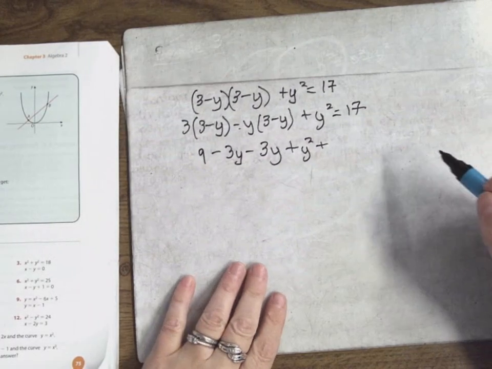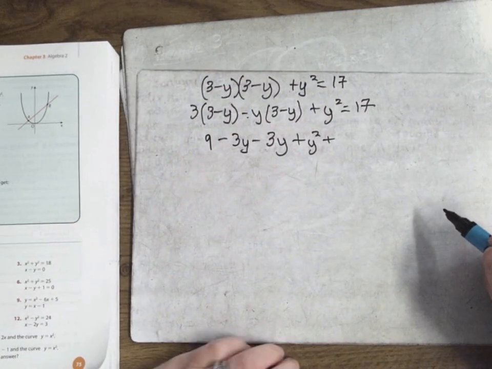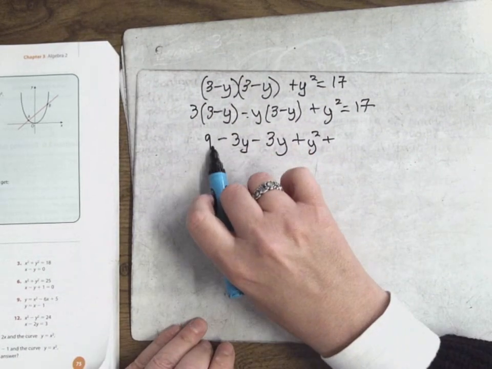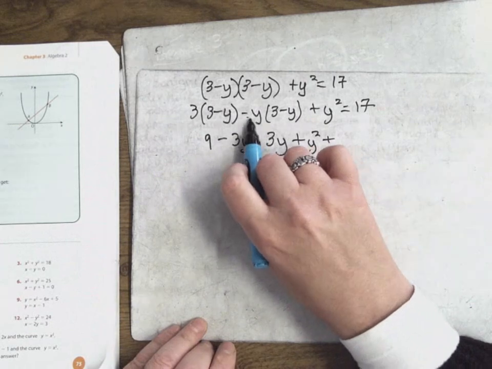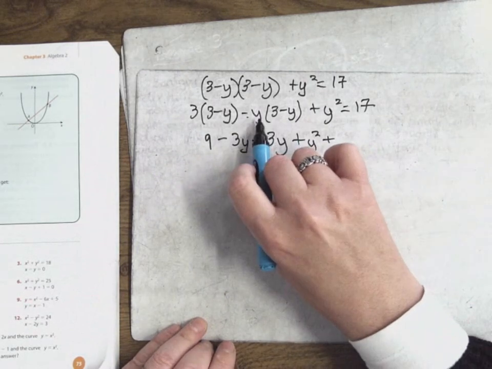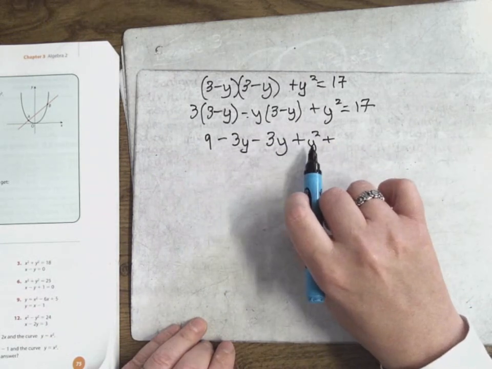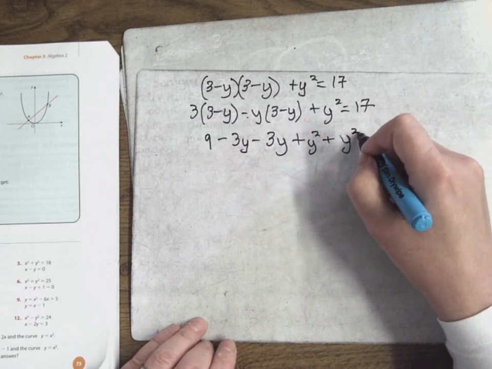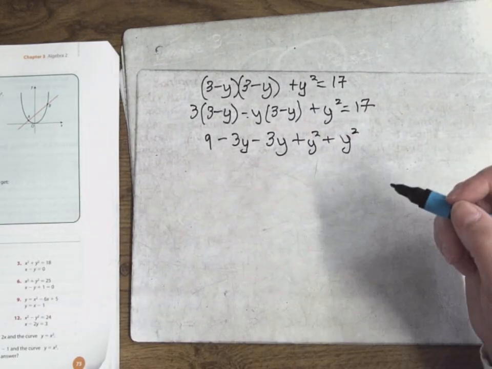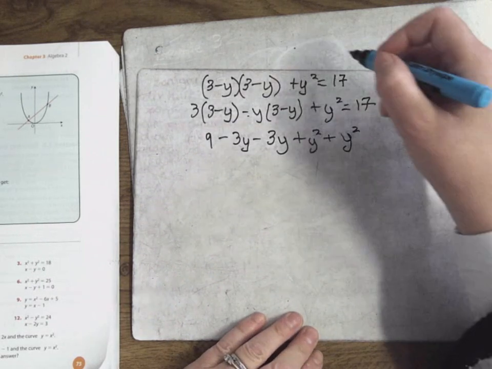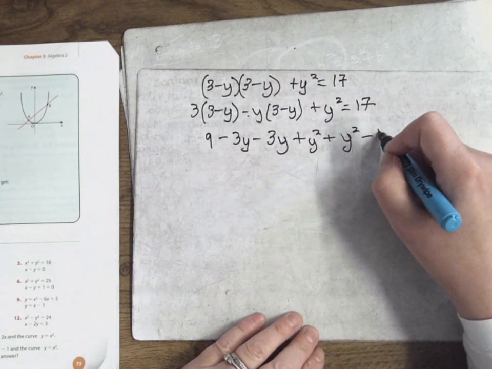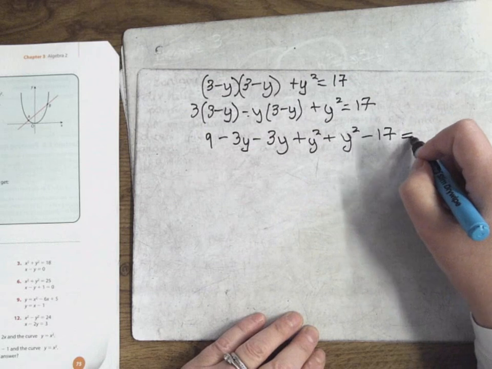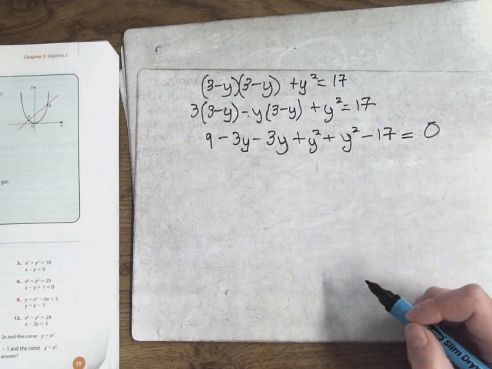Right, okay. So, sorry, I squared out the bracket, so 3 3 is 9, 3 by y is 3y, minus y by 3 is minus 3y, minus y by minus y is plus y squared. Then I have a plus y squared, and while I'm at it, I'm going to bring the 17 over where everything else is as well. So 17 comes over the wall, it becomes a minus 17 equals, there isn't a thing left over there.